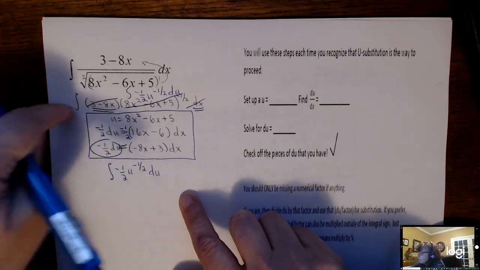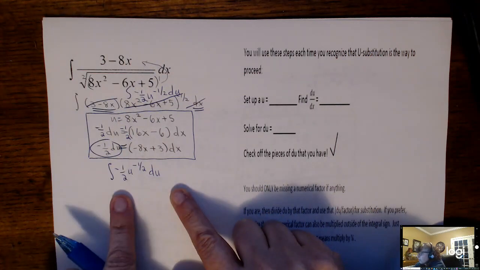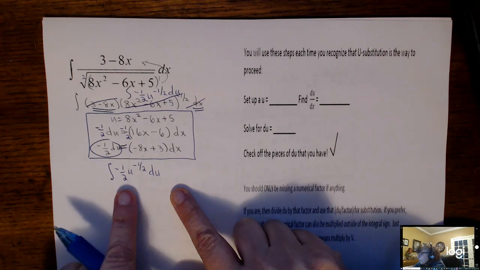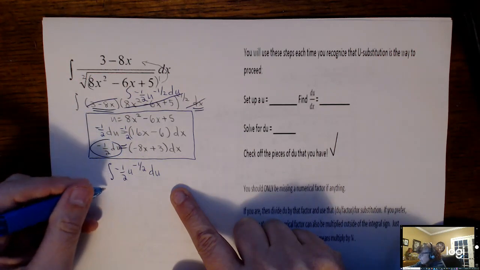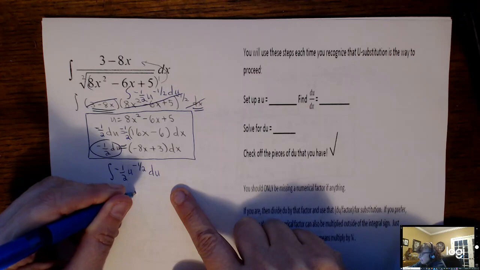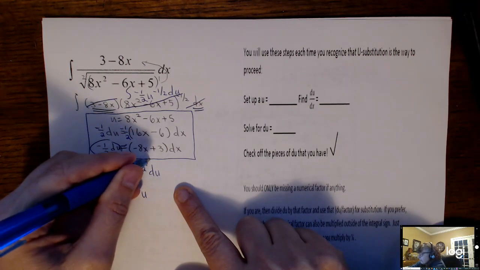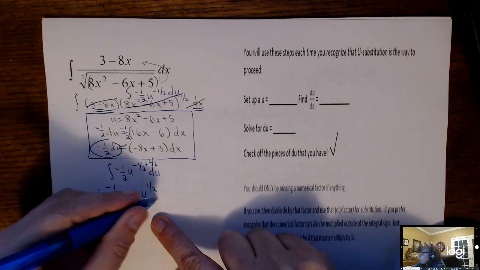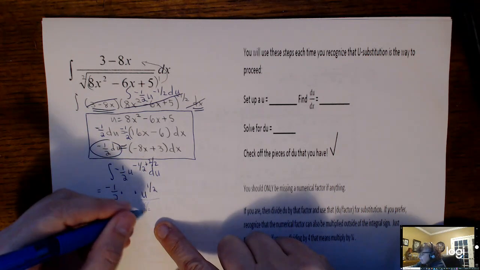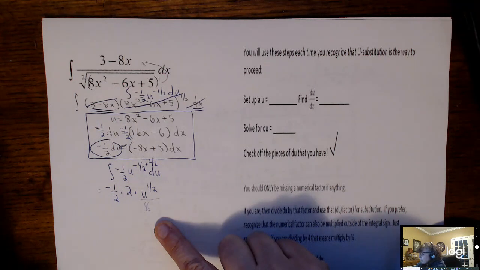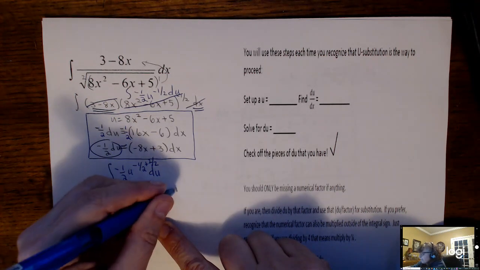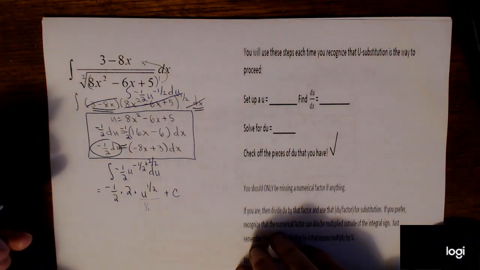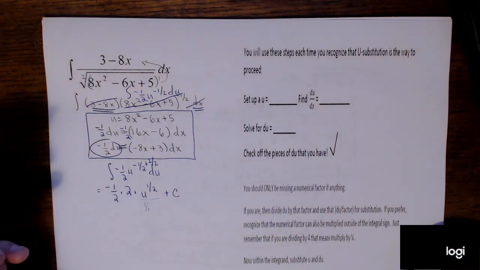So I went from a really crazy looking integral to just this one that has a constant and a power. So I'm going to take the integral of this, so that would be negative 1/2, and then you add 2 over 2 to negative 1/2, and you get positive 1/2. Dividing by 1/2 is the same as multiplying by the reciprocal, which is 2, plus c. And now all the hard part is over. You just have to replace the u with what you let u equal.